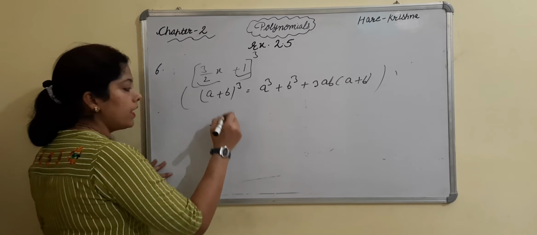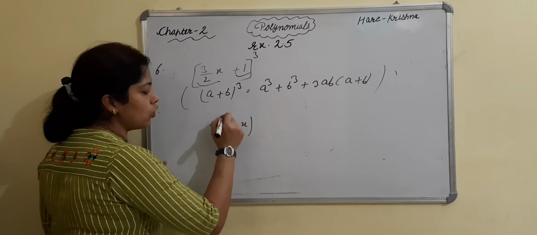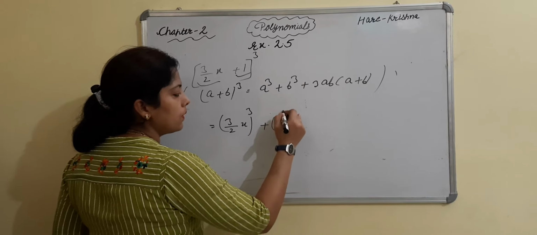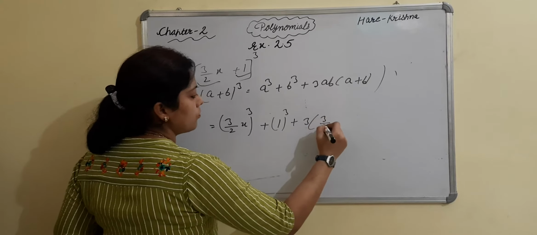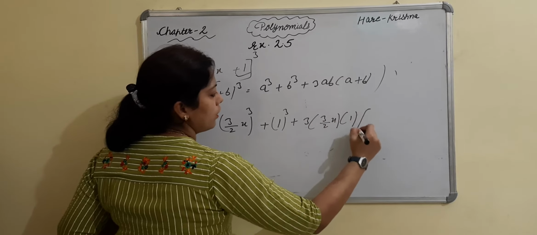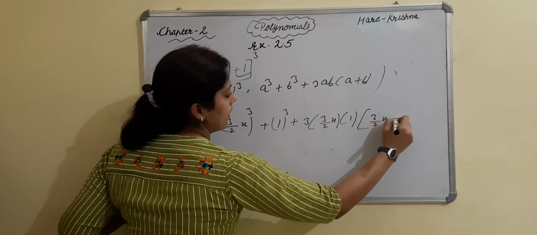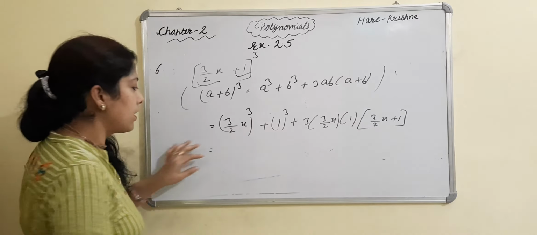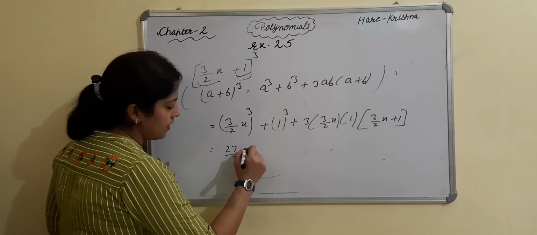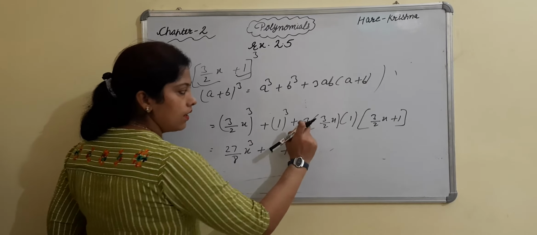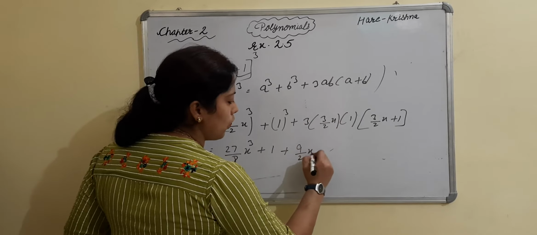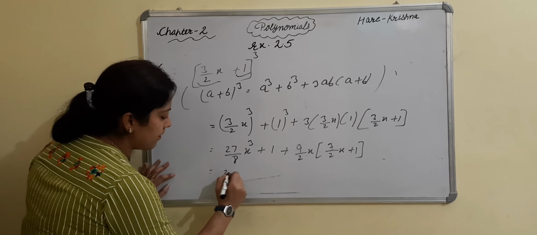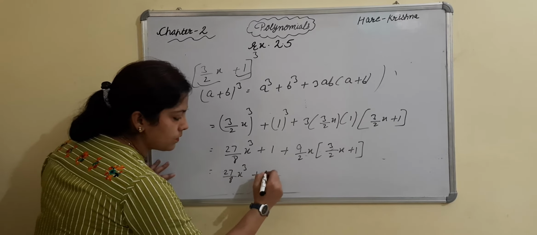Now using this identity, (3 by 2x) cube plus 1 cube is 1. A cube plus b cube plus 3ab. 3 by 2x into 1 into (a + b), (3 by 2x + 1). This is our solution. Now solve this. 3 3s are 9, 9 3s are 27. 27 by 8 x cube plus 1 plus 3 3s are 9. 9 by 2x into (3 by 2x + 1). 27 by 8 x cube plus 1 plus.